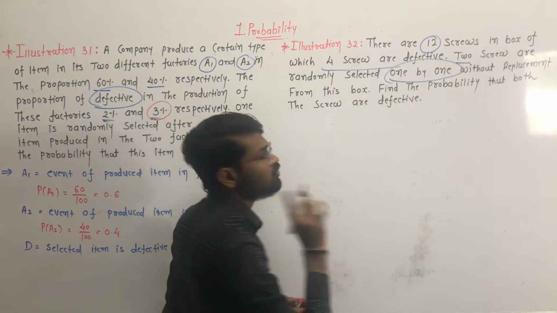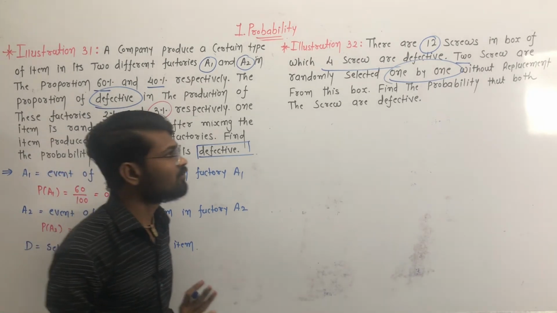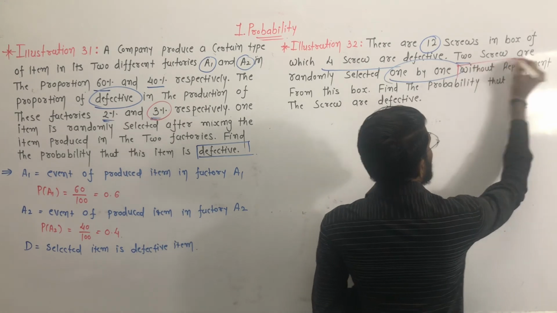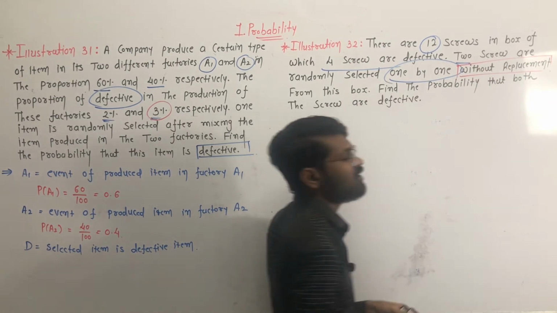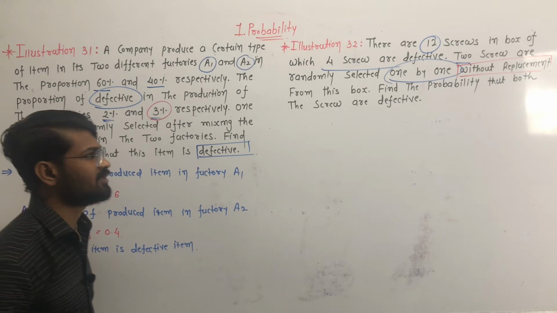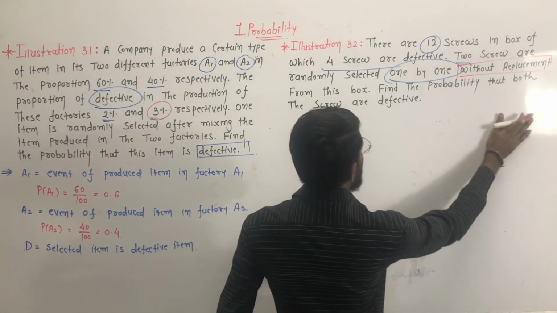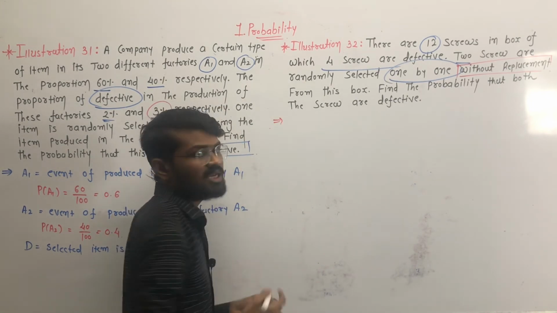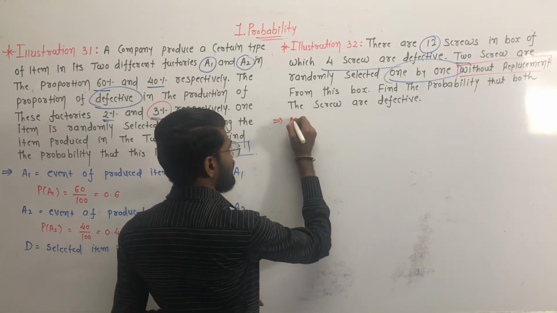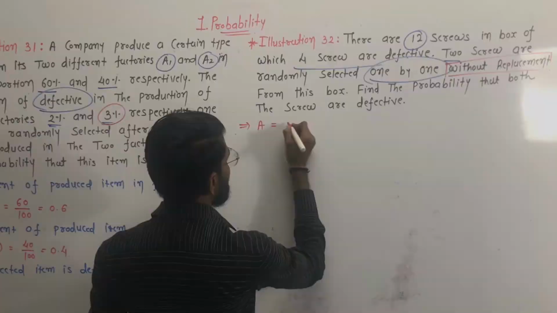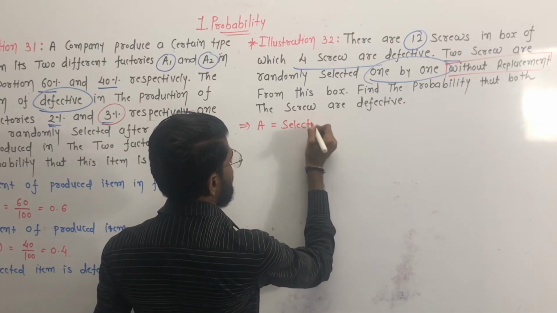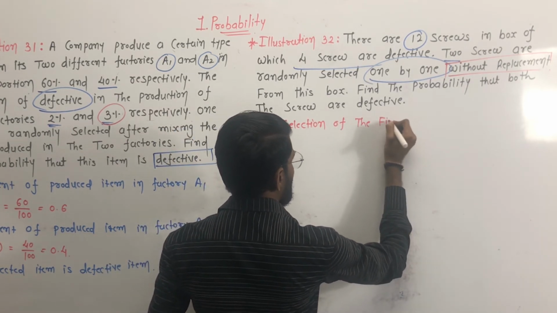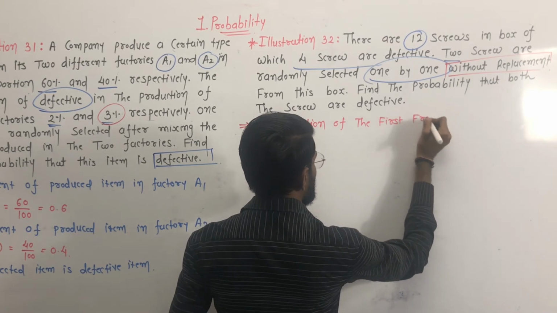We have to select 2 screws, लेकिन one by one. Okay, and without replacement. There is a without replacement. रिप्लेस करना नहीं है, पहला जो स्क्रू है हमने सिलेक्ट कर दिया, बाद में उसको रिप्लेस नहीं करना है. क्लियर? From the box and find the probability that both the screws are defective. Okay, so first of all we have to select the first screw. Yes, event A is the selection of the first screw from the box.